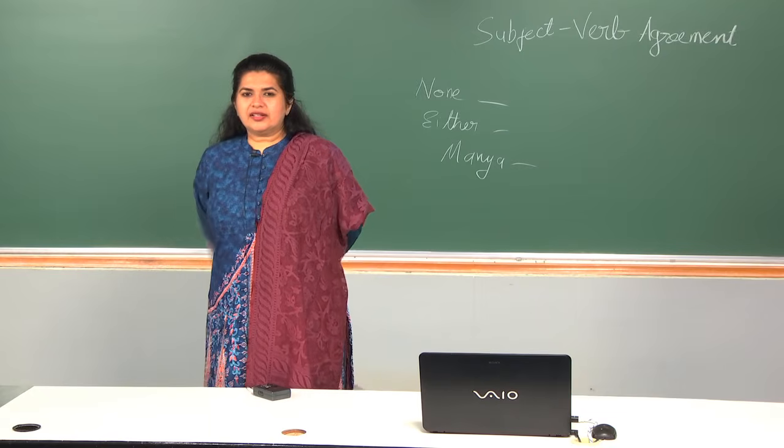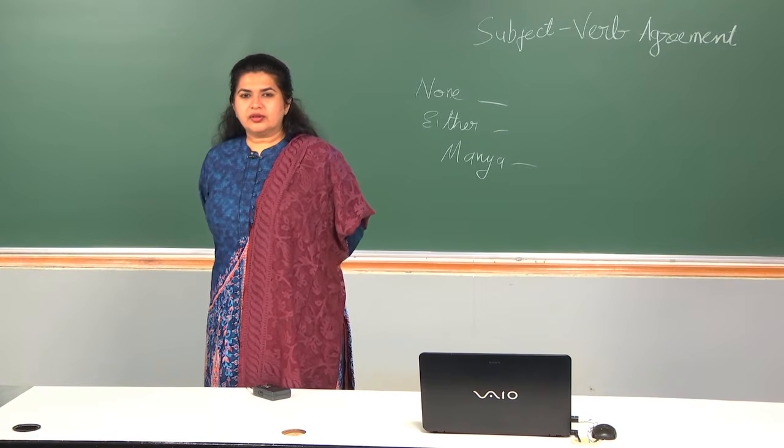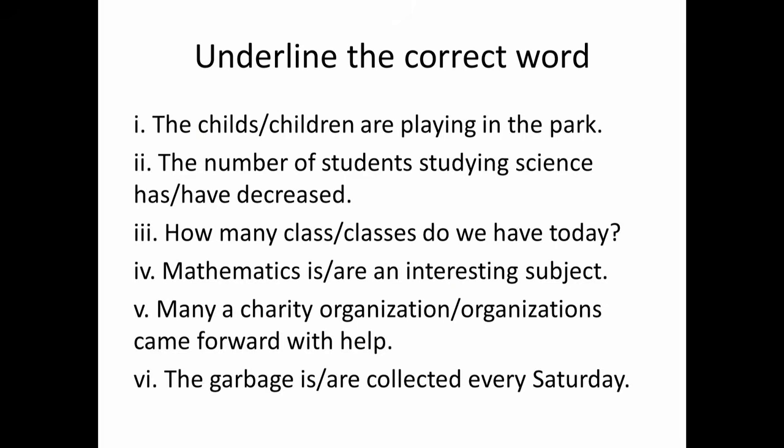Now, here is another list of sentences for you. Take a look at the slide and underline the correct word which should be used. The child's children are playing in the park. What is the correct form? The children are playing in the park. The number of students studying science has decreased, have decreased. So, has decreased, it will go with a number.